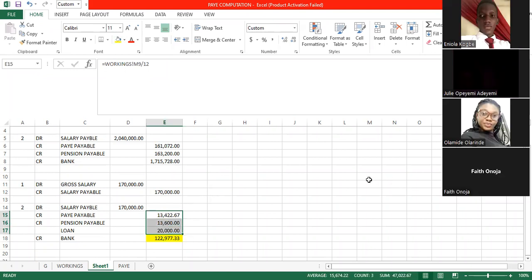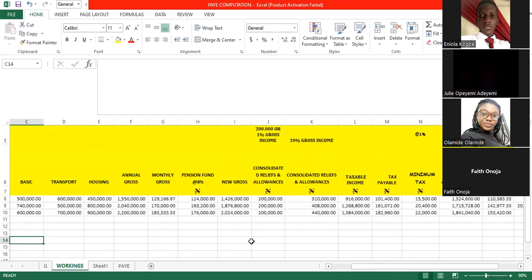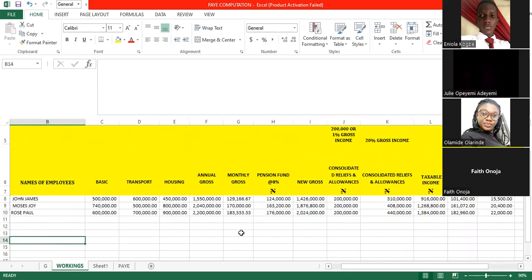Okay, so about the discussion of housing fund, HMO, and the like. Will it be under the payroll also? Yes. It depends on whether the company has registered for that particular one.